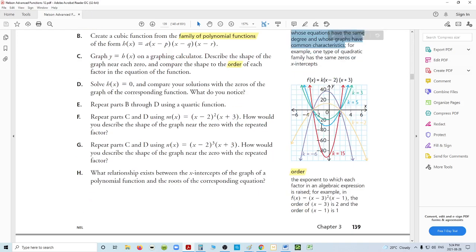As an example, these are all parabolas. So they're all x squared, and they all share the same x-intercept. You can have other families. You can have families that share the same vertex, families that share the same slope for lines, etc.